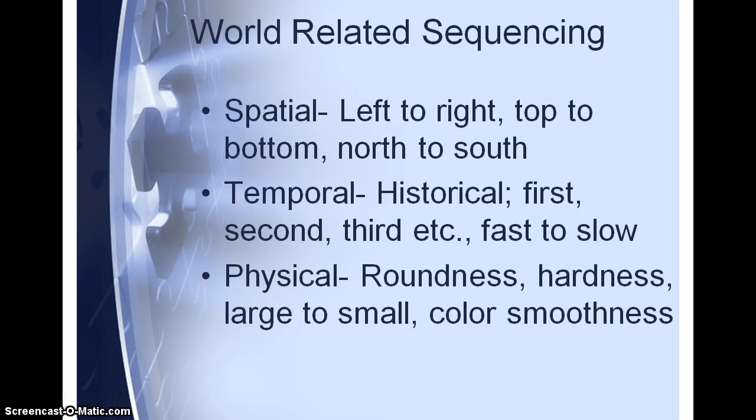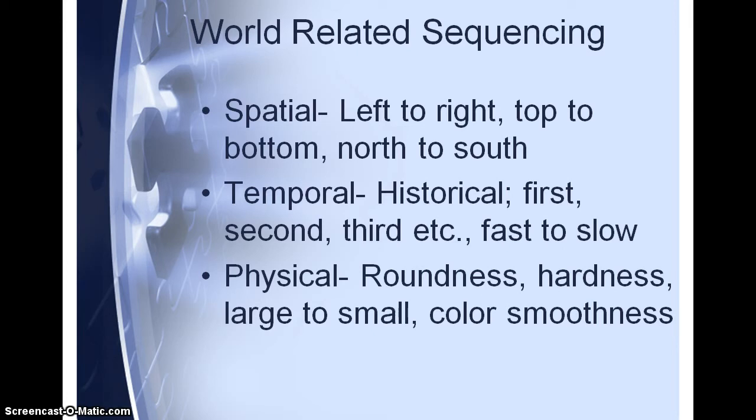Our next sequencing category is world-related sequencing. World-related sequencing takes into account how we define and order the things around us. As you can see by the subcategories presented on this slide, these tend to be concrete. Spatial sequencing would cover objectives in a logical order, left to right, top to bottom, north to south.